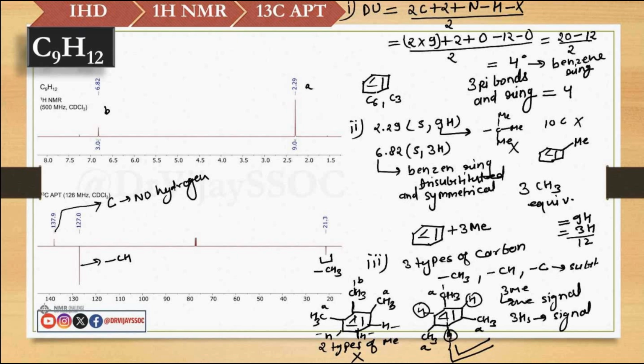Let's try to do the back testing for this carbon NMR and try to assign signals to each carbon. So this signal belongs to the methyl group, this one belongs to this carbon which has the hydrogen. So 127 ppm belongs to this, and 137, which is a quaternary carbon, belongs to this carbon having methyl substituents. After interpreting 1H NMR and 13C APT NMR, without any doubt we can say that this is the correct structure of the given molecular formula.